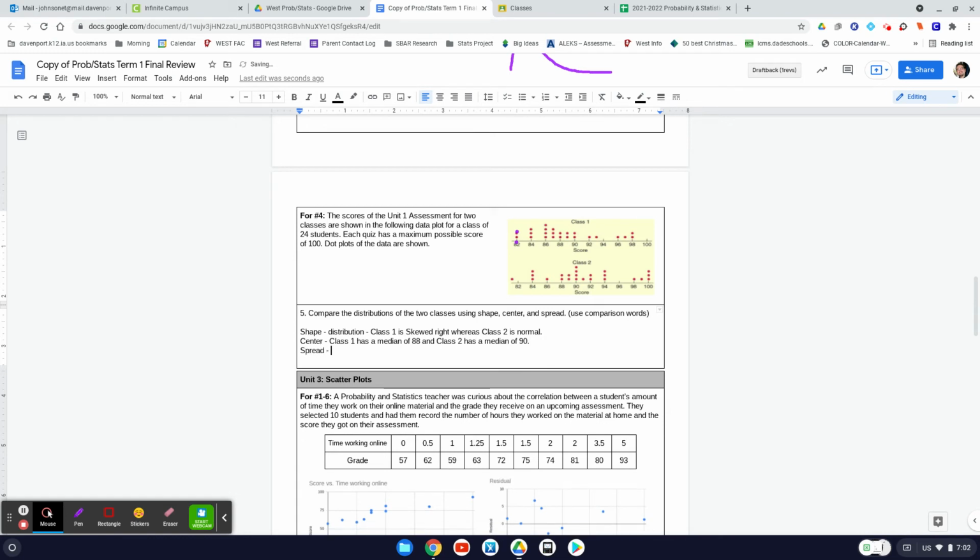Spread, remember, is our range. So class 1 has a range of, well, their biggest number is 98, smallest number is 82. 98 minus 82 gives us 16. Whereas class 2 has a range of, their biggest number is 100, smallest is 81. So 100 minus 81 gets us 19.